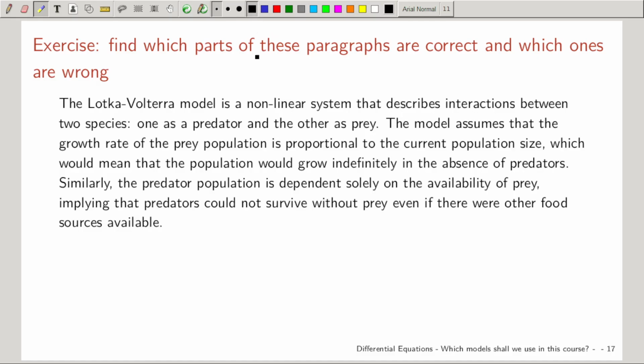This one we did enough. Let's do this exercise. This model here should be sufficiently discussed, so that you can find which parts of this paragraph are correct or wrong. Go and discuss.